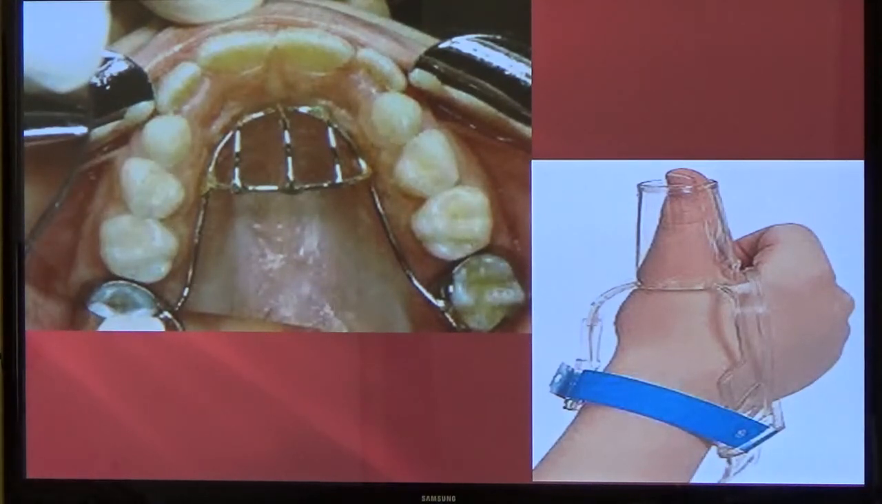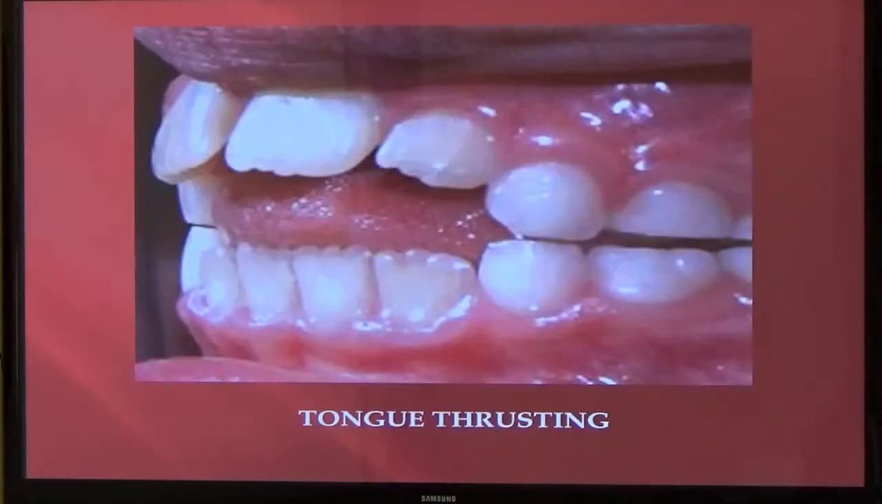So, there you go. It's another solution. And here's tongue thrusting. It kind of does the same thing. They swallow and the tongue comes up, and again, the tongue is powerful. It's going to push those teeth forward.